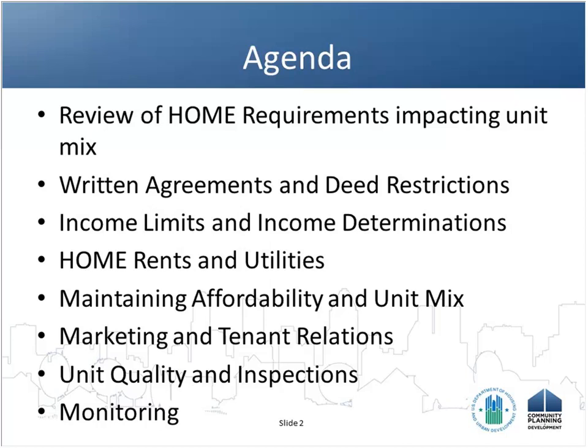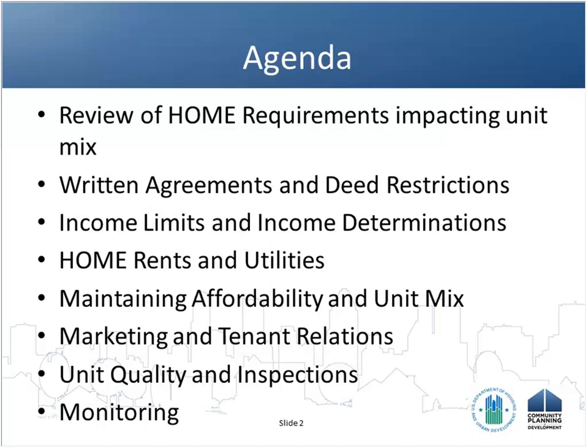affordability period. We're going to spend some time talking about written agreements, deed restrictions, so how we're going to be able to enforce the requirements, and frankly also how we are conveying to all of our partners what those requirements would be and what they're restricted to during that affordability period. We'll talk a little bit about income limits, the income determination, so how we're going to determine eligibility for tenants not only at initial occupancy, but also over the life of that project.